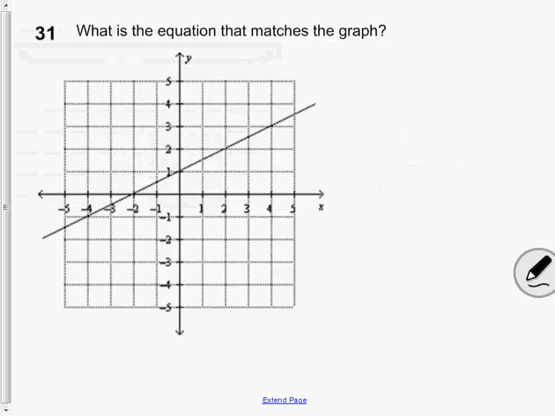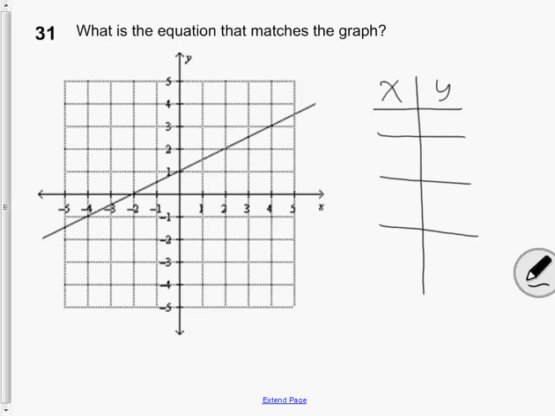The next one says, what is the equation that matches this graph? Well, the first thing you need to do is make a table of values. And I'm just going to choose any 3 points. I'm going to use this one, which is x is negative 2, y is 0. I'm going to use this one here. X is 0, y is 1. And this one here, x is 2, y is 2.